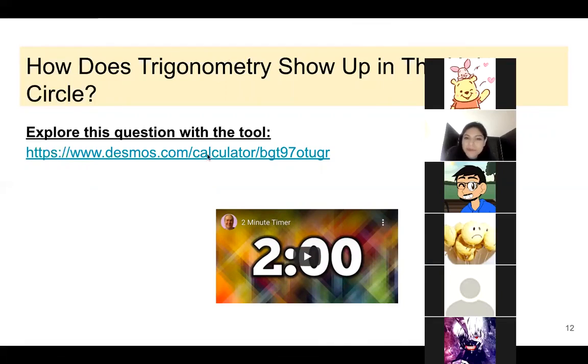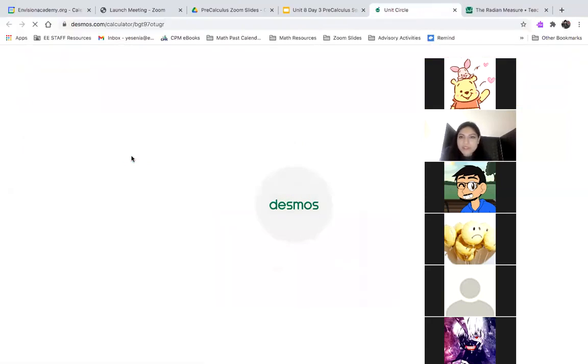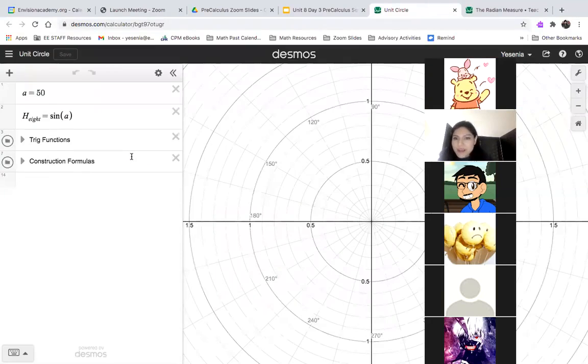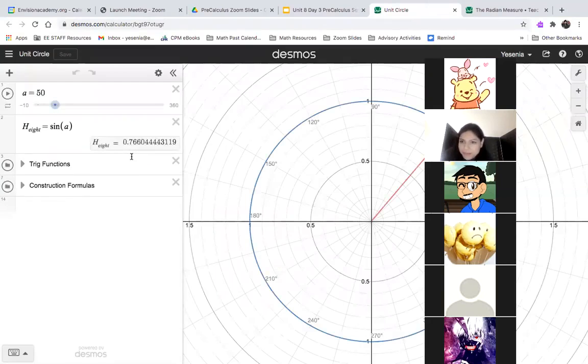Okay, so what we're going to look at together is we're trying to ask ourselves this question. So, okay, cool. We talked about the unit circle. We talked about what radians are, but how does trigonometry, remember what trigonometry was? Remember those definitions? How does that show up on the unit circle? So I wanted y'all to explore this using this tool, and we're going to add our thoughts on a Padlet. So let me explain this tool.